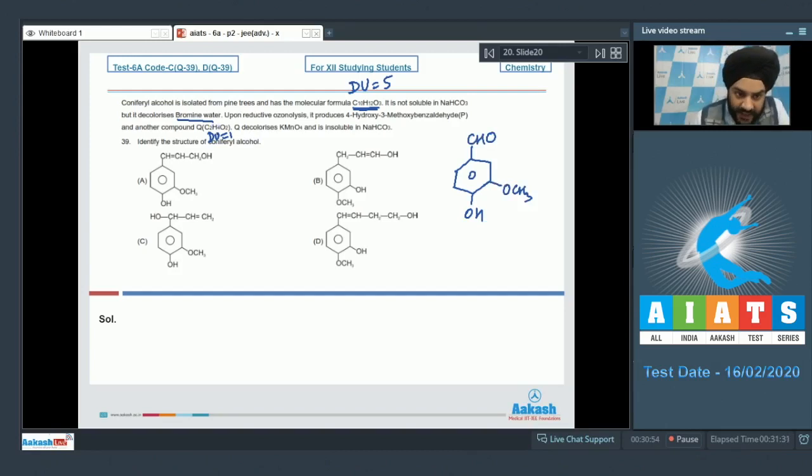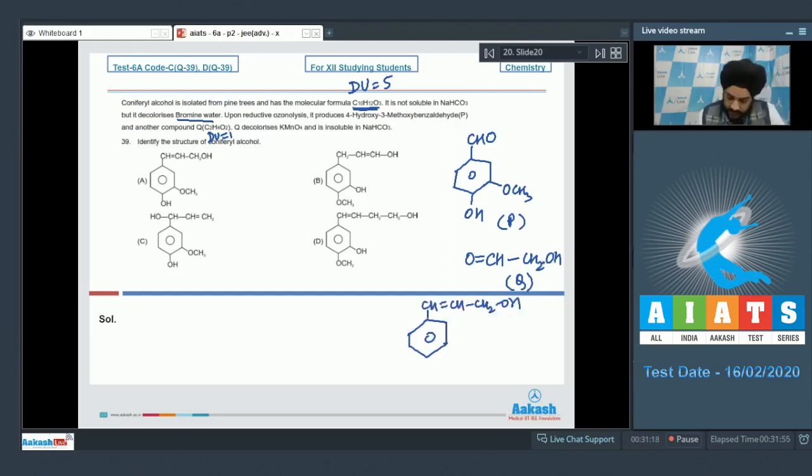If we try and figure out the structure of this compound Q, students, it has to be this compound. So this was P, this was Q. Now if we try and figure out the structure of coniferyl alcohol from this P and Q, we can see that it has to be this structure. There will be a 3-methoxy and there will be a 4-hydroxy as well. So if we look at the options given to us, we can clearly see that the correct answer for question number 39 is option A.